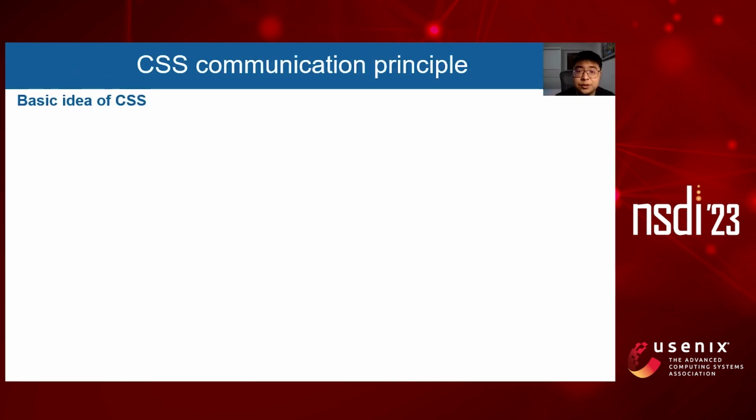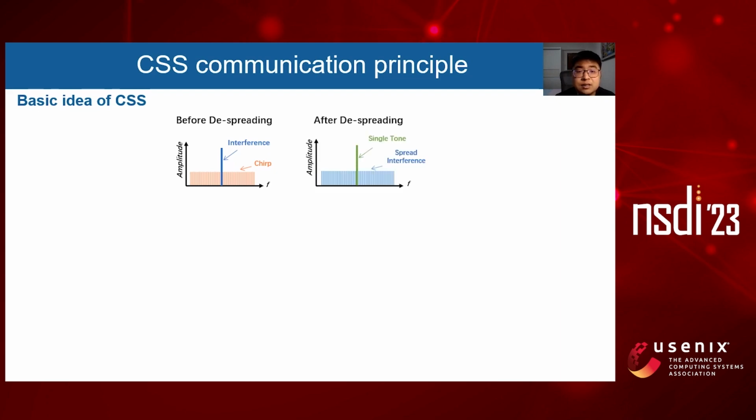Before answering the question, I'd like to introduce the CSS communication principle first. In brief, the basic idea of CSS is don't put all the eggs into one basket. Specifically, the information, for example, a symbol carried by a chirp is distributed to the chirp spectrum, and hence the narrowband interference is unable to cover the entire band, even if it has a stronger signal amplitude. After de-spreading, the chirp is transformed to a singleton which can be easily detected.